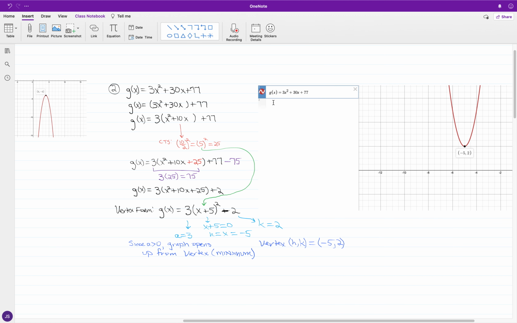Here we go. So you had the function g of x is equal to 3x squared plus 30x plus 77. And notice we have our vertex. Again, that's going to be the point from which the halves of the parabola are going to open. And so we have negative 5 and 2. Question?